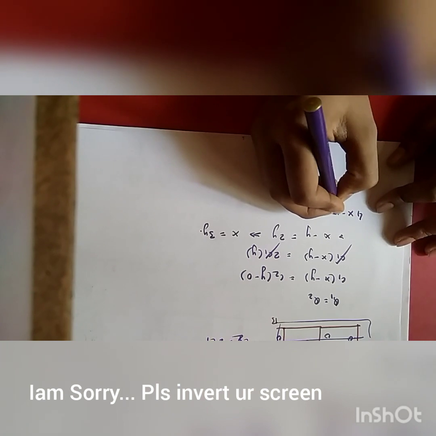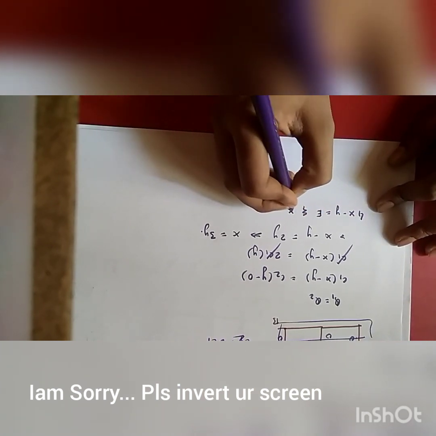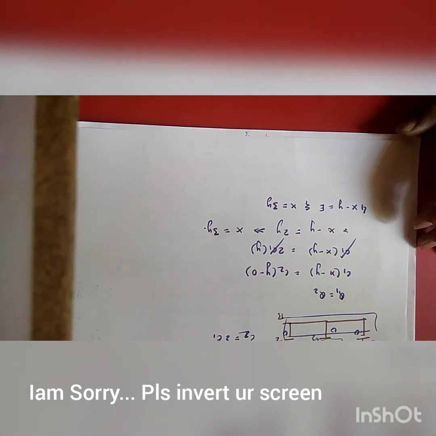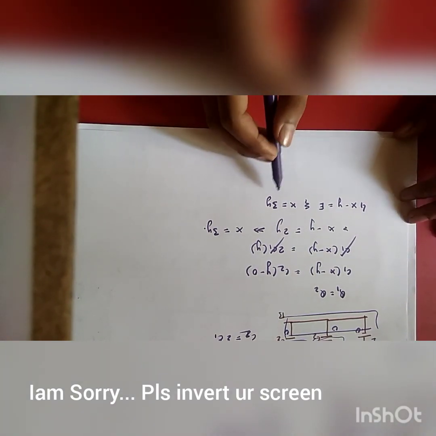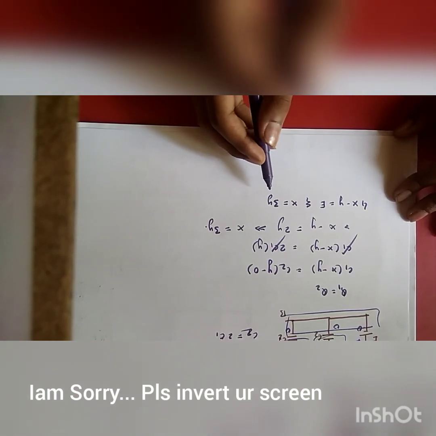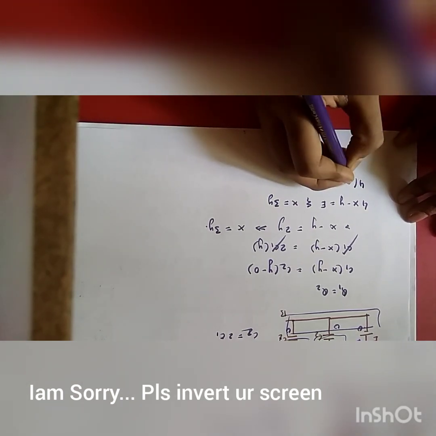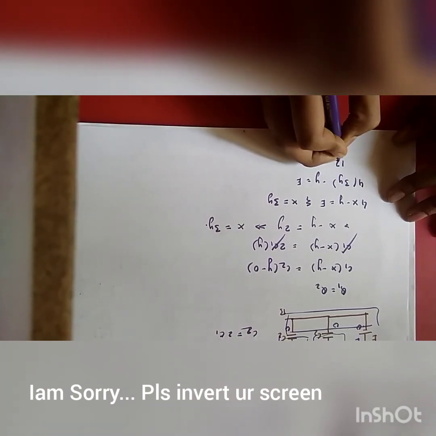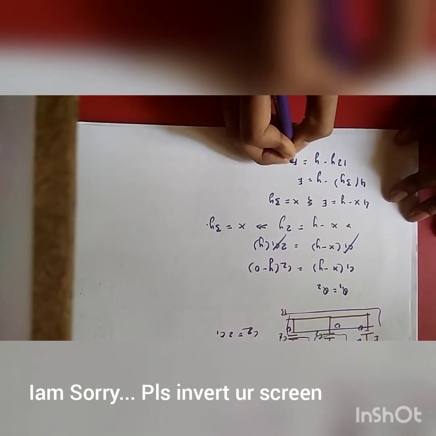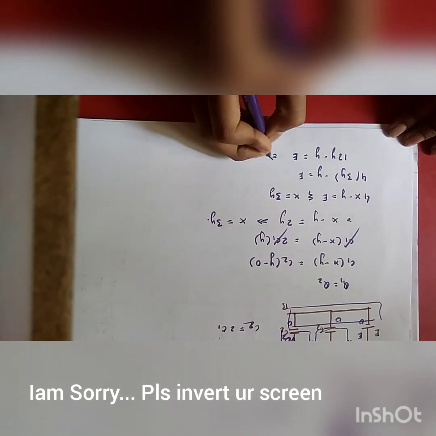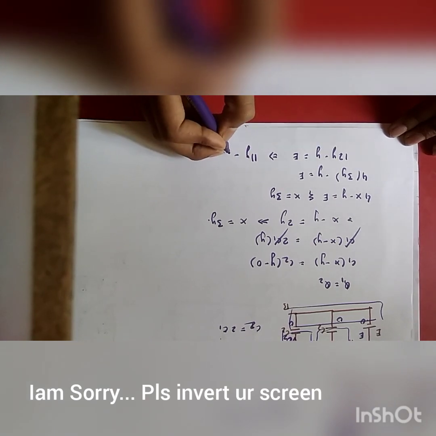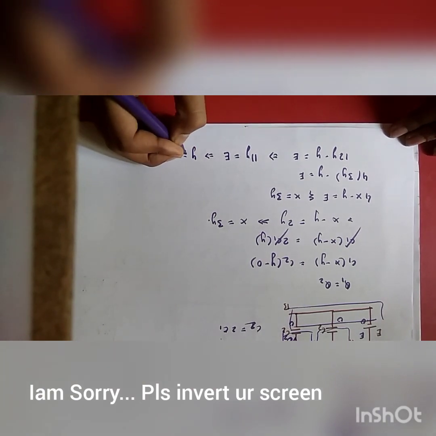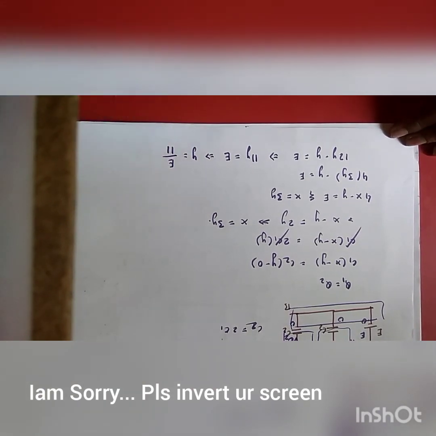4x minus y equals E and x equals 3y. On seeing this, we can easily solve the equation and get the value for y. Let's substitute x equals 3y. So 4 into 3y minus y equals E. So this is 12y minus y equals E, which implies 11y equals E. So y equals E by 11.